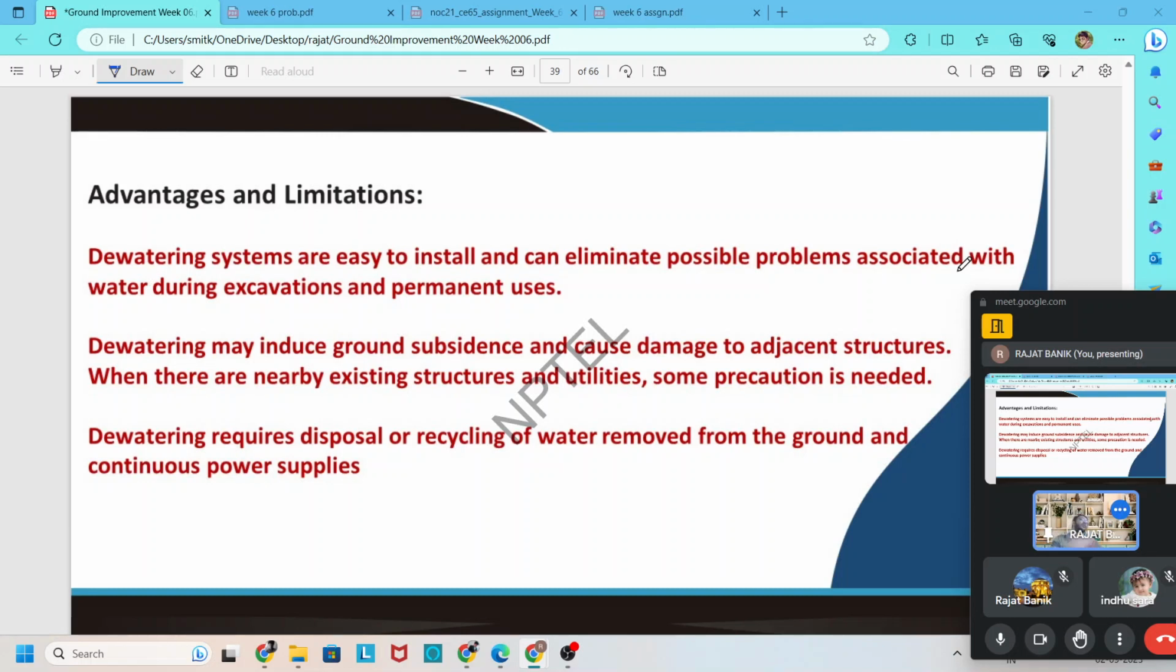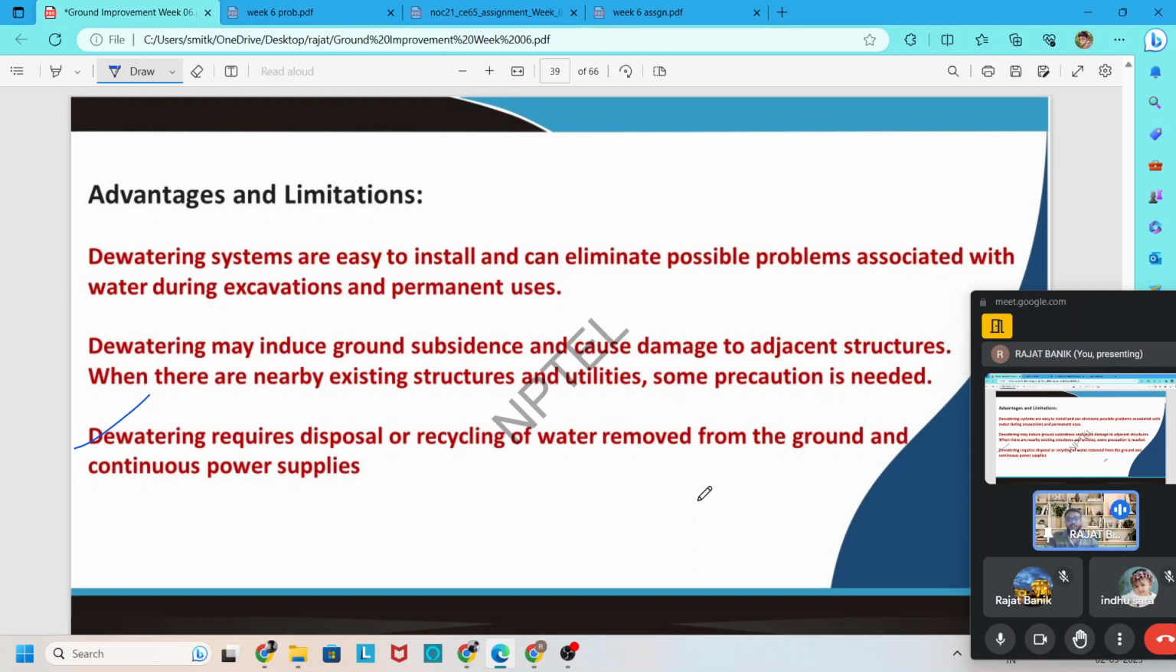We know that if groundwater is suddenly removed from the ground, the effective stress increases. Due to that, ground subsidence or settlement happens, and if there is any existing adjacent structure present, the structure may collapse due to the sudden settlement. So we need to address this also by some recharge wells. Another point given here is that dewatering requires disposal or recycling of water removed from the ground, and continuous power supply is needed.